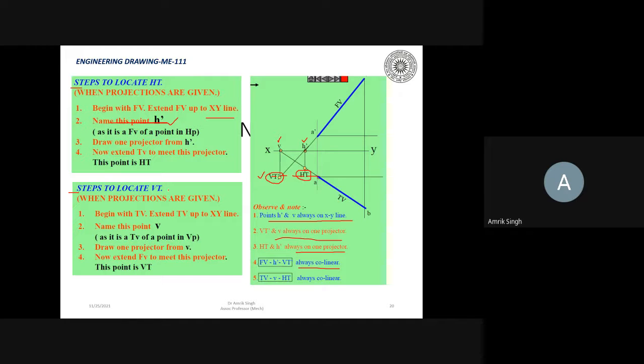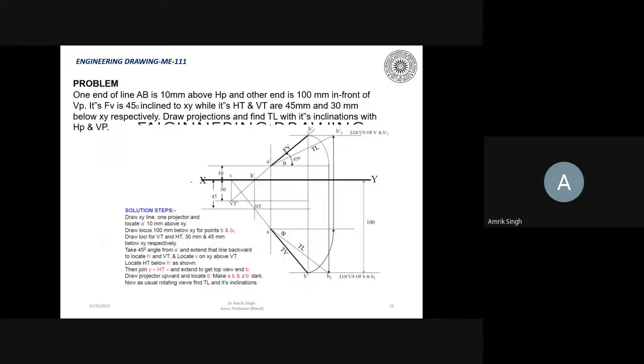So HT is drawn. Similarly, to locate the VT, begin with the top view and extend it where it will cut the XY line, and draw the perpendicular projector from V. Now extend the front view to meet this projector. So you see, these are the 4 or 5 points which you have to remember. So you know now what is HT and what is VT. Now this is a problem.